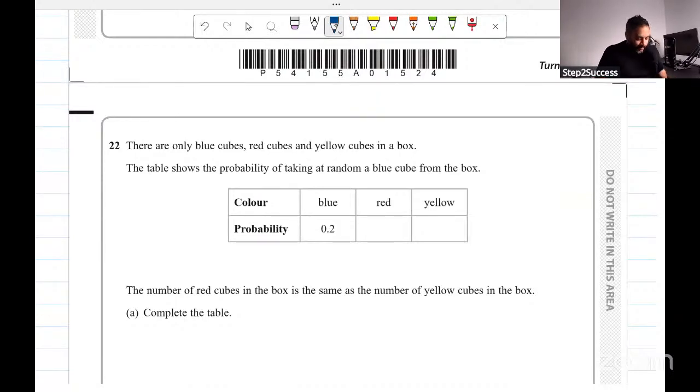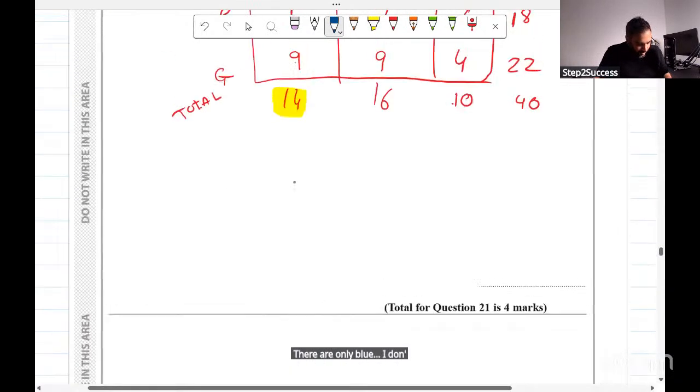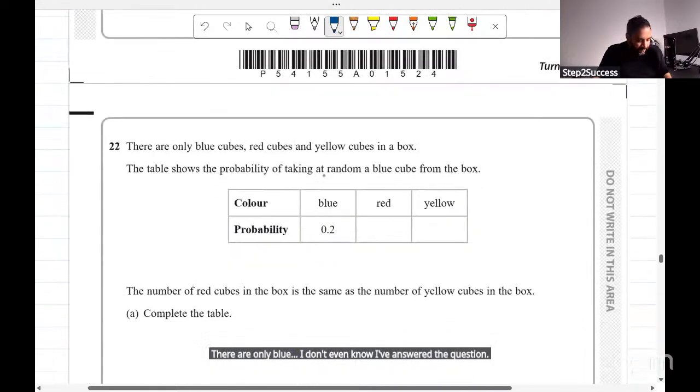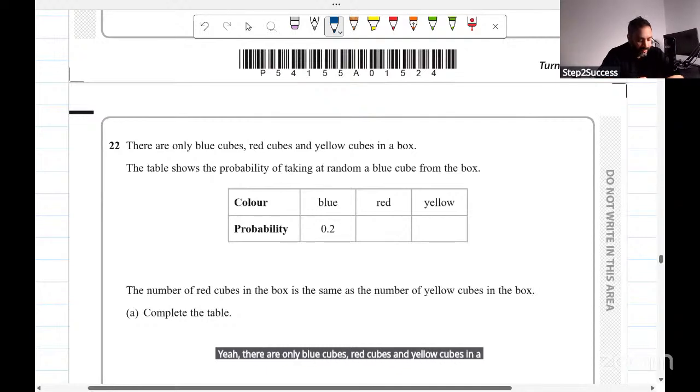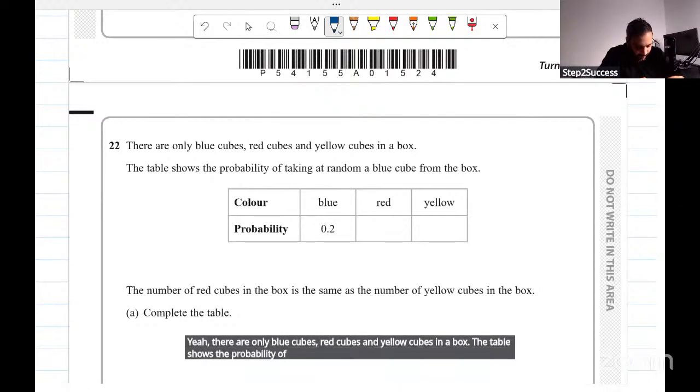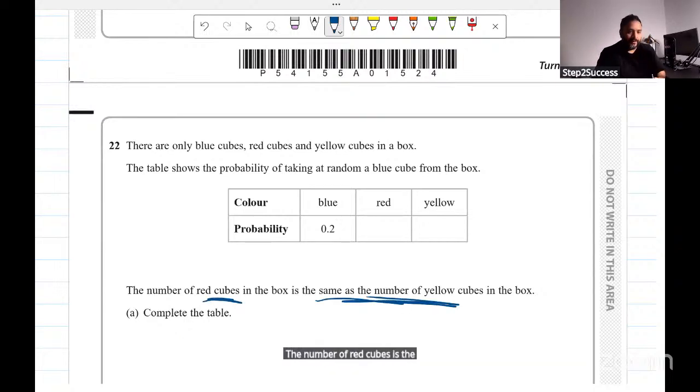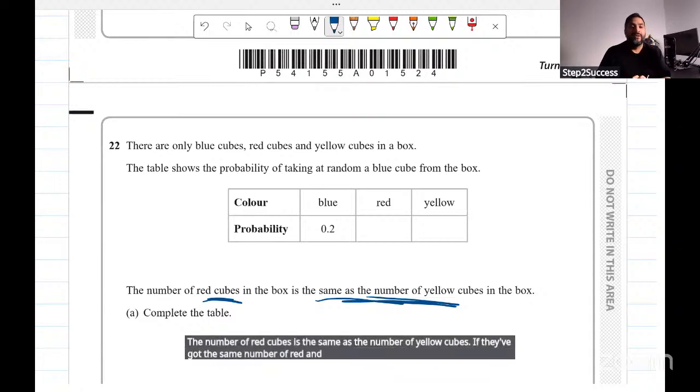There are only blue cubes, red cubes, and yellow cubes in a box. The table shows the probability of taking at random a blue cube from the box. The number of red cubes is the same as the number of yellow cubes. If I've got the same number of red and yellow, then the probabilities of those two things must also be the same.